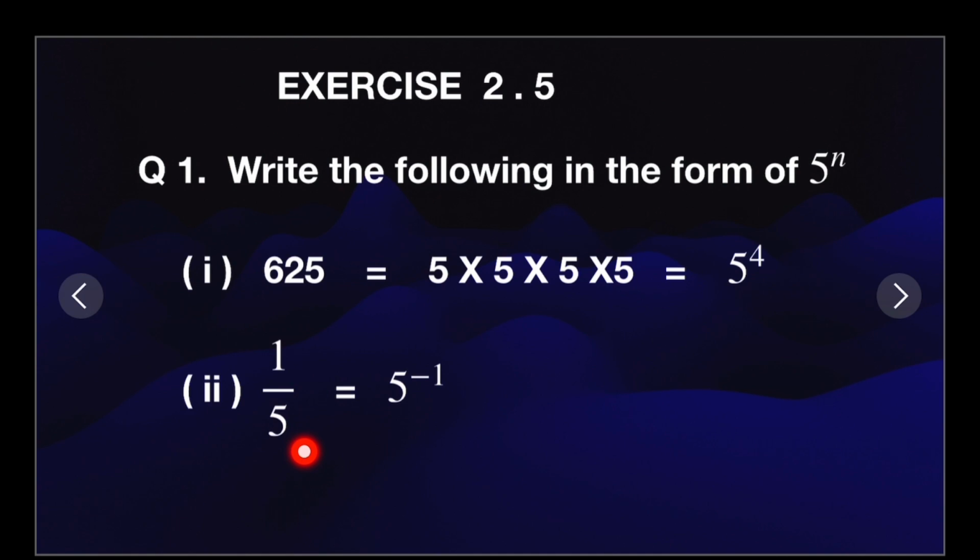Next one, 1 upon 5. Here the power is 1. So when you bring it to the numerator, the sign will change. Positive will become negative. 5 raised to minus 1.